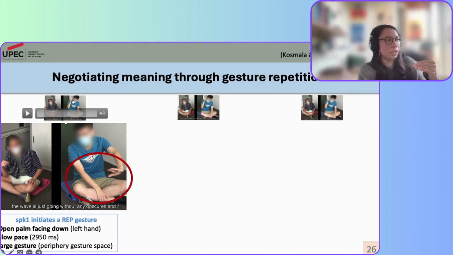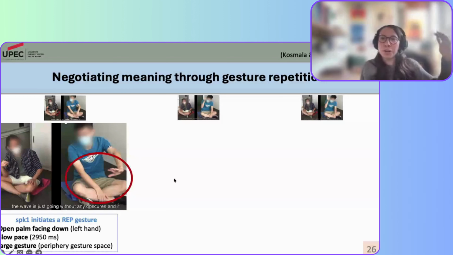If I play it again, you can see it right there. The wave is just going without any obscure. Right, you see kind of a slow movement representing the wave coming crashing down in kind of a slow motion, and so that really represents the action associated with the wave.